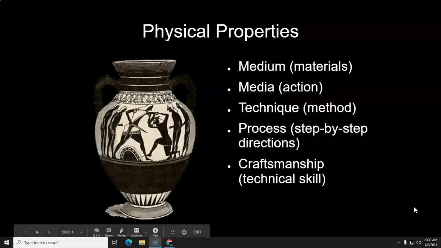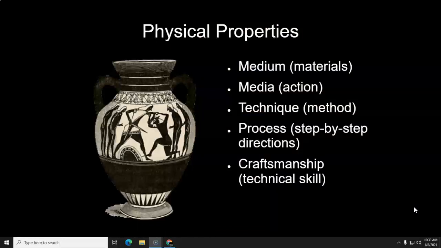Physical properties of craft. We're going to talk about medium, which is the materials. Media, the action of making craft. Technique is your method. Process is step-by-step directions, and craftsmanship is the technical skill that you use.